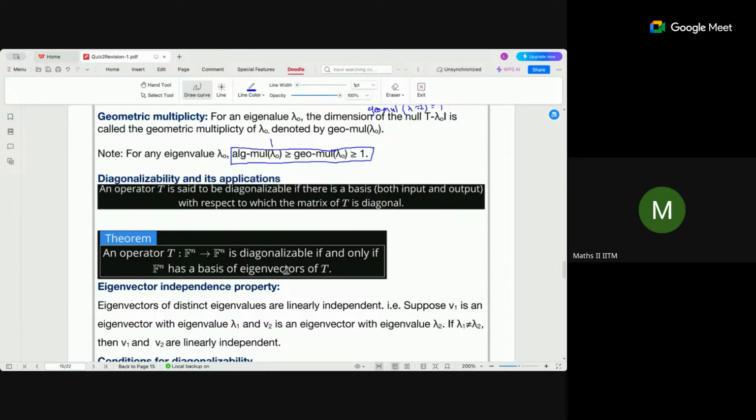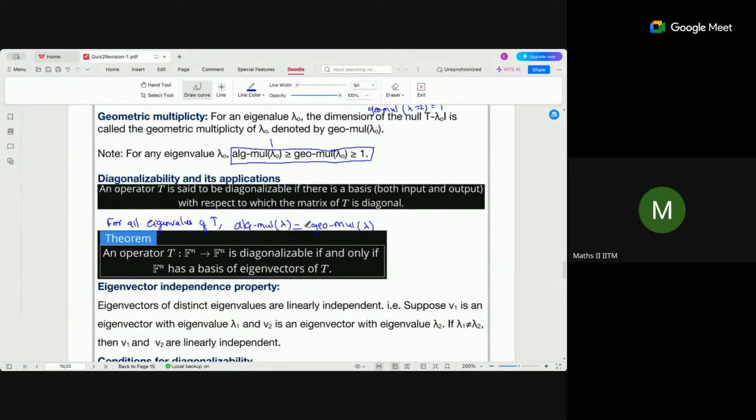What is the criterion for diagonalizability based on algebraic and geometric multiplicity? Algebraic multiplicity should be equal to geometric multiplicity for all eigenvalues of T. If they are equal, then you know that it is diagonalizable. Even if for one eigenvalue this condition is missing, then you know that the operator is non-diagonalizable.